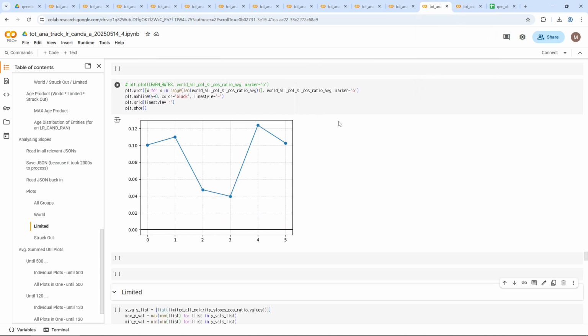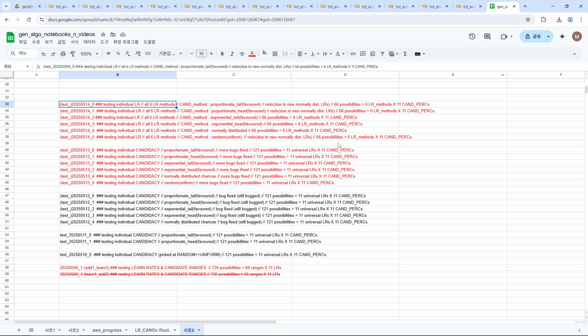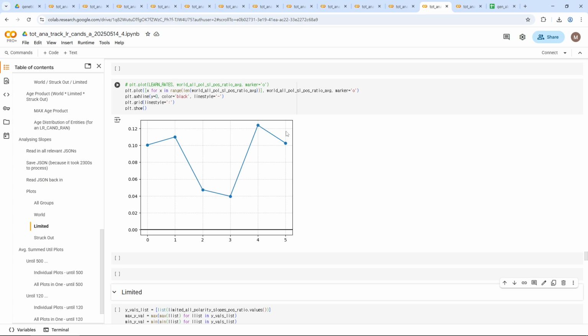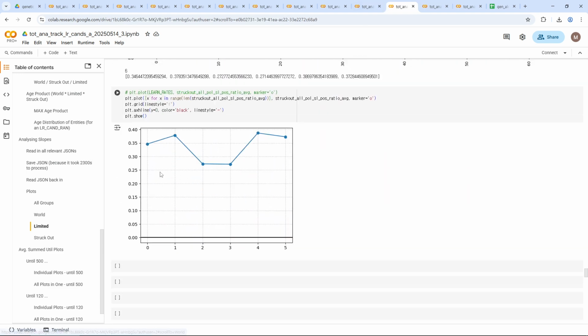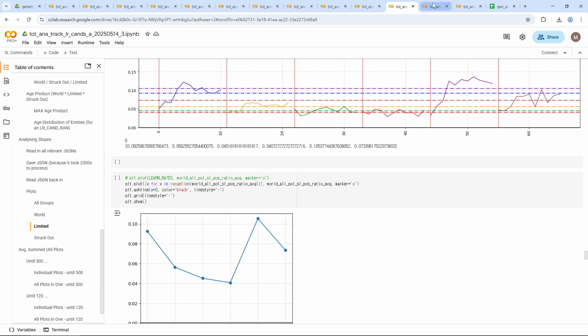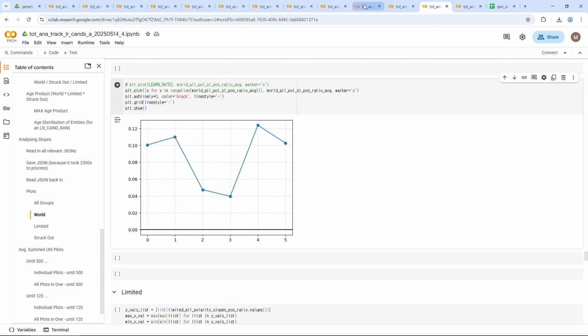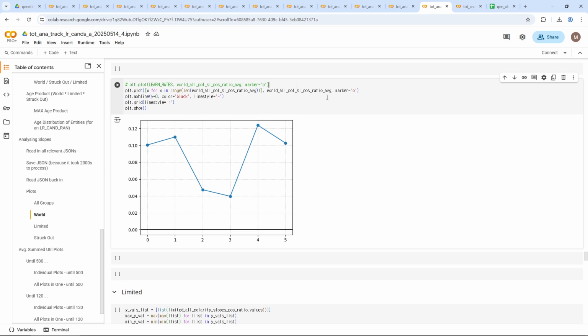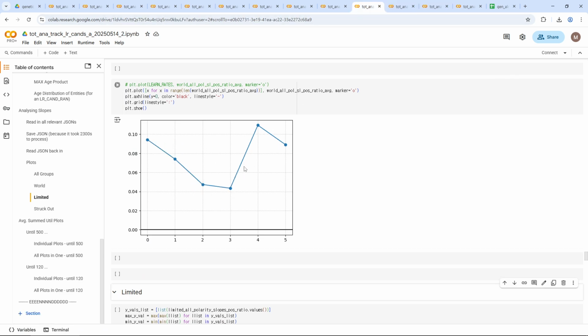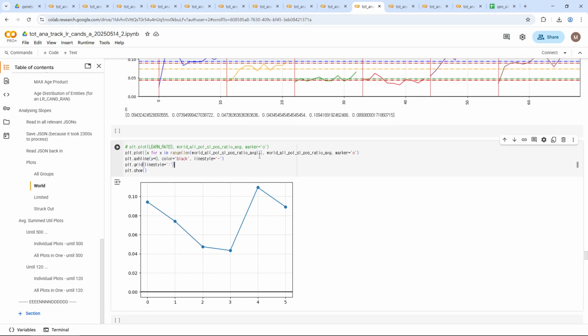Now, this is the normal distribution. The normal kind, normally distributed. And this is for the world entities. Is this the same? I don't know. Oh, it's not the same. Huh. That's cool. This is what it usually looks like for the world entities, the positive slope ratios.